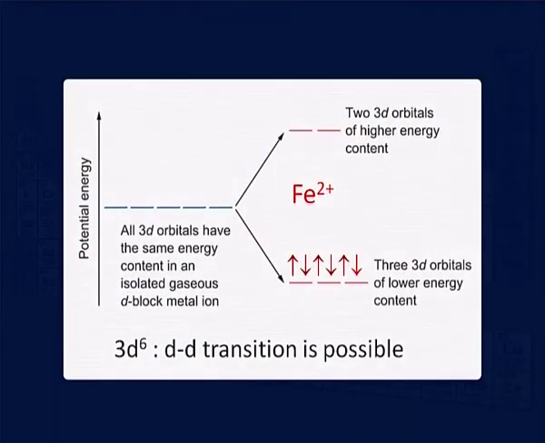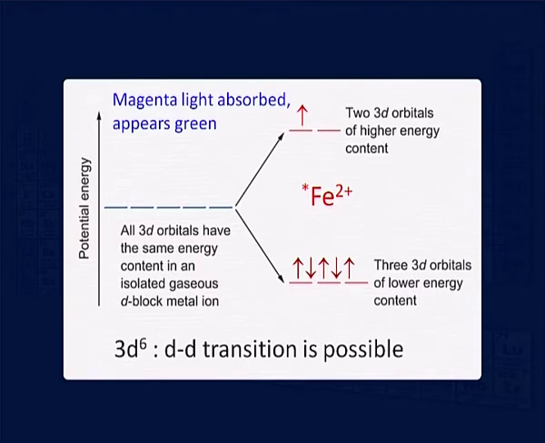Another example of d-d transition is by the Fe2+ ion. Here also we have a total of 6 electrons, but the higher energy d orbital is vacant, and therefore, there is a chance of d-d transition. So, one of the electrons from the lower energy orbital is promoted to the higher energy eg orbital, and the magenta light is absorbed, and the complementary color of this magenta light is green, and therefore, this Fe2+ compound will appear green in color.